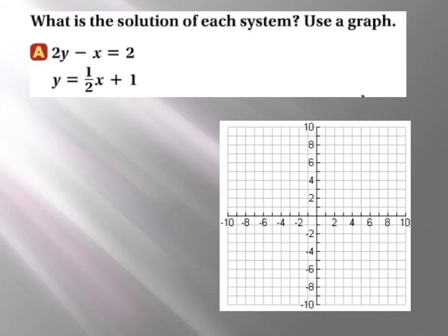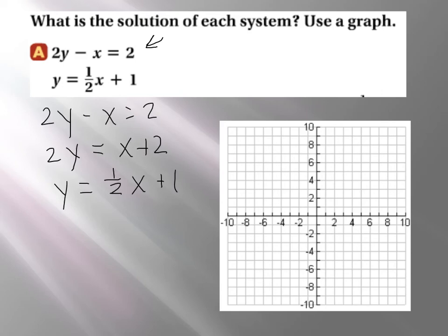So I want to know how many solutions I will have. I don't know what the solution is. I want to know, will it have one solution, infinite, or no solution? So the first thing I have to do is graph. But before I do that, I have to rewrite this equation so it says y equals. So I'm going to add x to both sides of my equation, and then divide by 2. And when I divide by 2, my slope becomes 1/2, and 2 divided by 2 is 1.